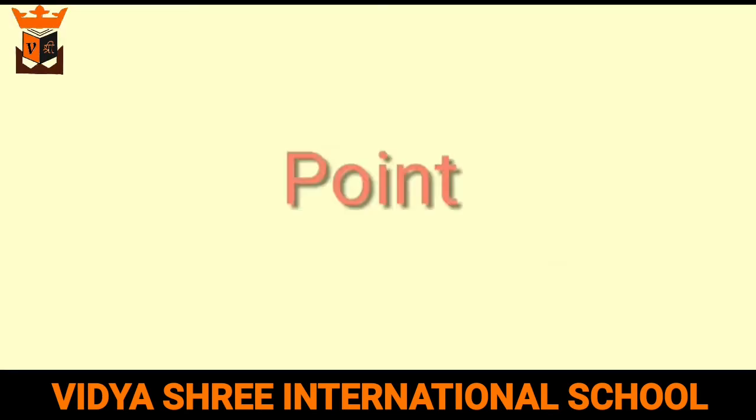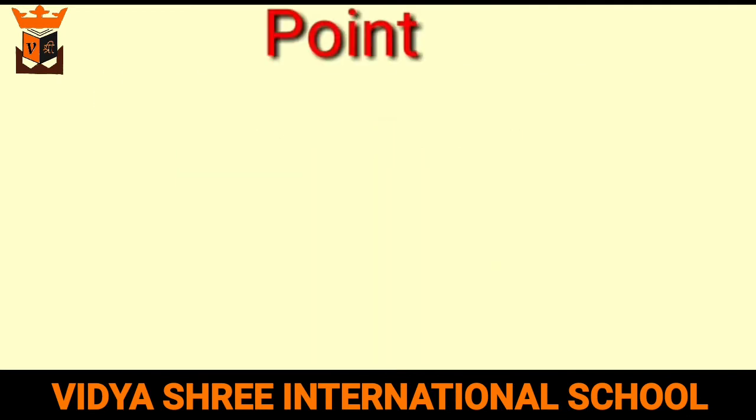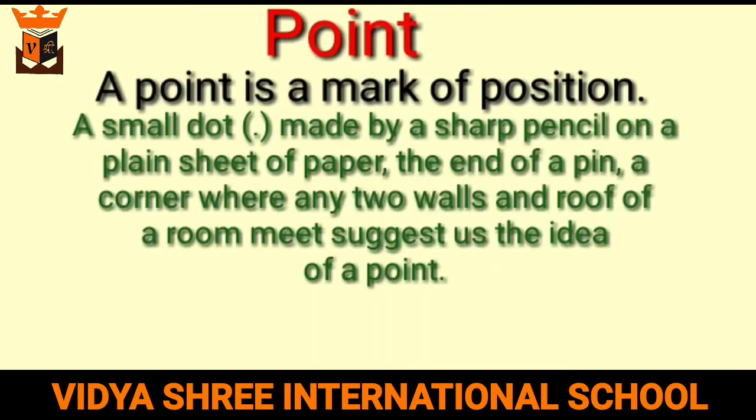So let us start. Point. A point is a mark of position, a small dot made by a sharp pencil on a plain sheet of paper. The end of a pin, or a corner where any two walls and the roof of a room meet, suggests to us the idea of a point.